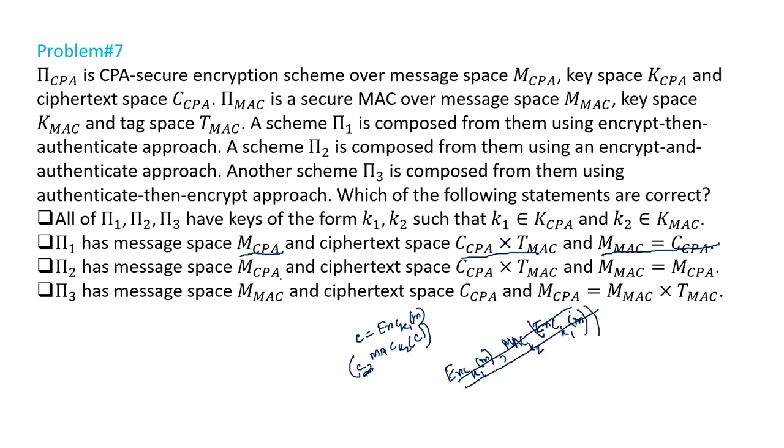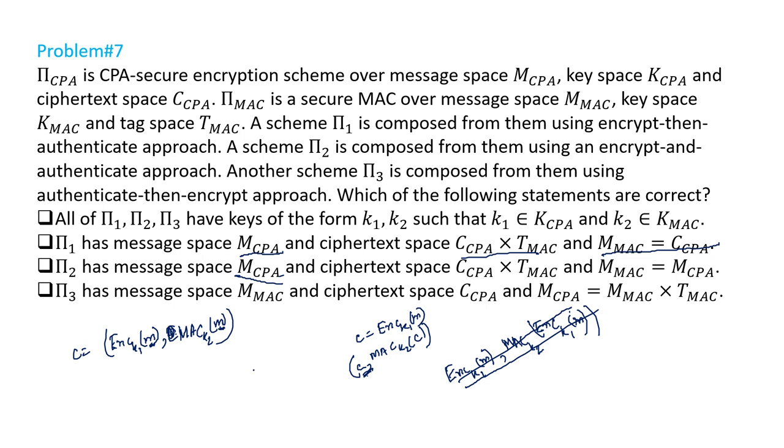Pi2 has message space MCPA and ciphertext space CCPA cross TMAC. Okay, so Pi2 is encrypt and authenticate, right? So you encrypt and you authenticate. This is your ciphertext. So for the encryption scheme, MCPA is the input space, and for the MAC scheme also the input space is the same.